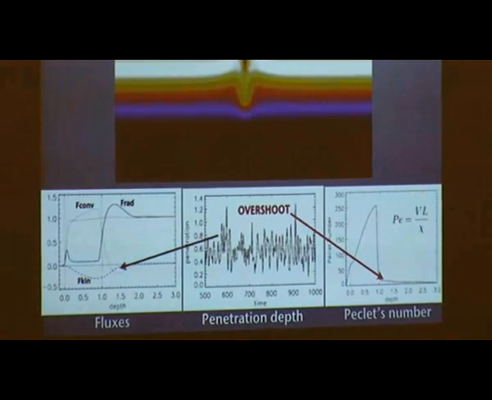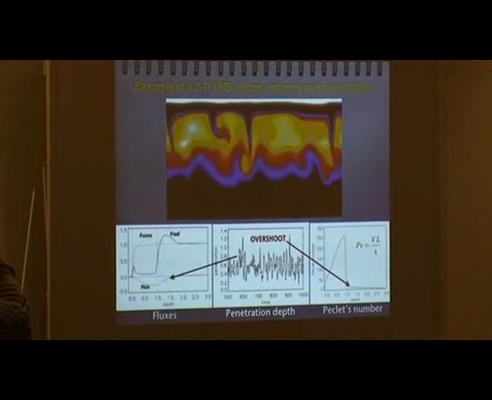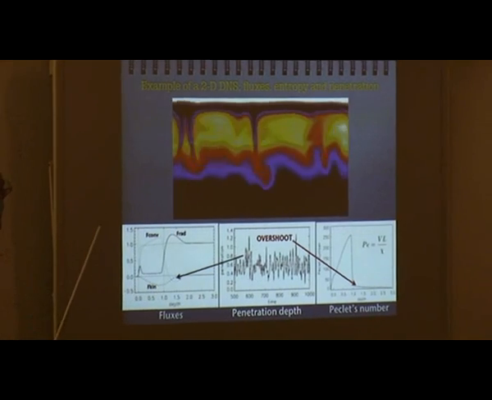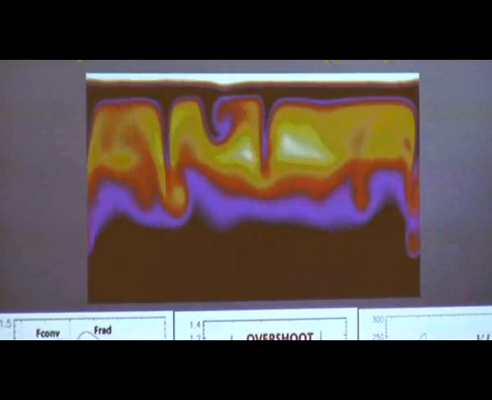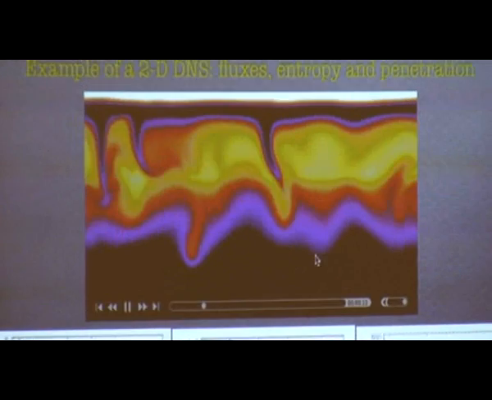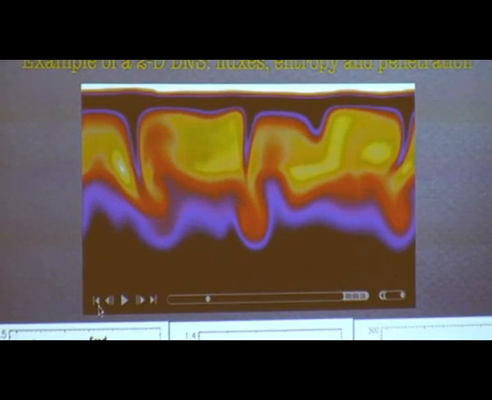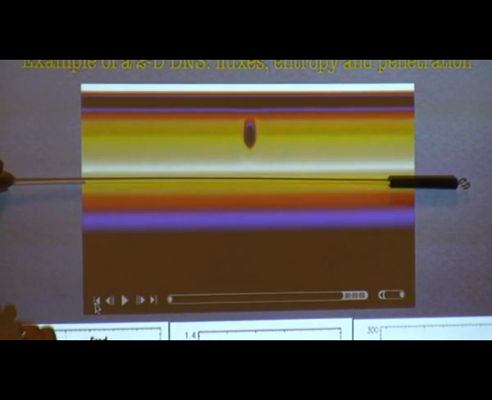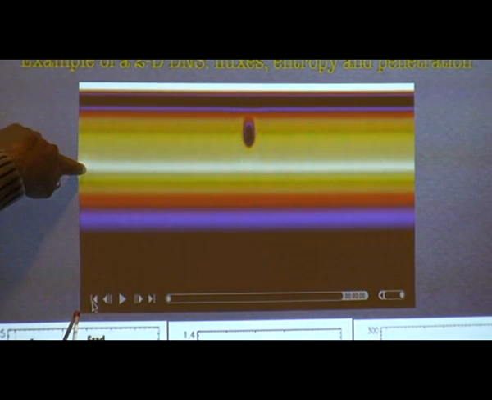So that's one typical numerical simulation in 2D of penetrative convection. So here it's a convective zone. I can show you another track. Okay. So here it's the convection zone. And above a cooling zone, okay, and below here the radiative zone.